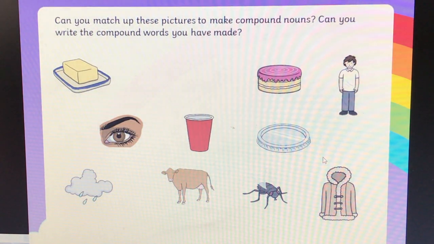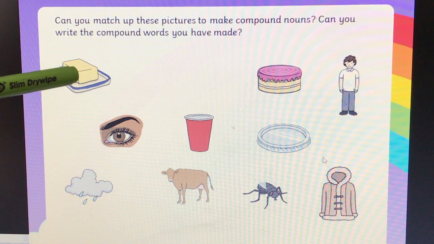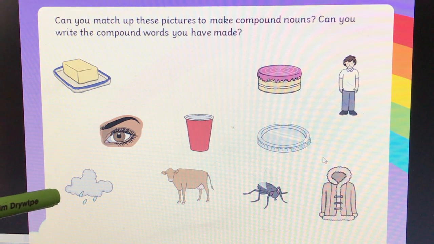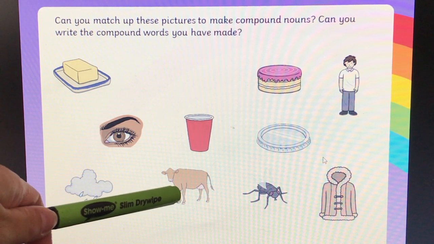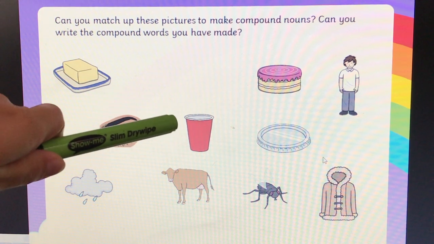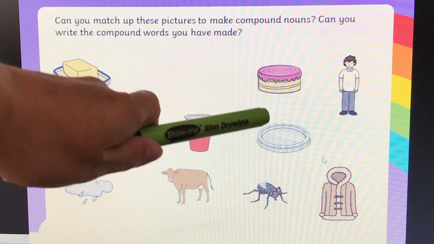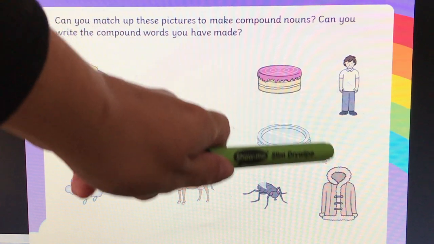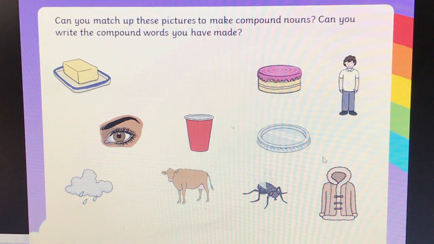So on the screen here you've got lots and lots of pictures. So I'm just going to go through what the pictures are just in case you're unsure. Then you've got to match the pictures together to make a compound word. Okay, so we've got butter, eye, rain, cow, cup, lid, cake, boy and coat. So pause this video and see if you can match any of those pictures together to make any compound nouns.